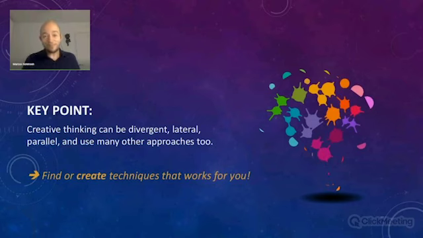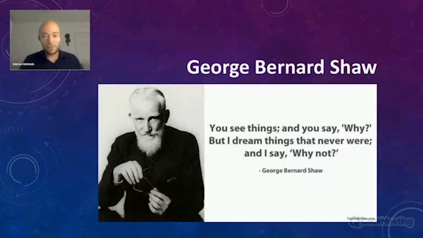So the key point really here is that creative thinking can be divergent. Remember the paperclip in the barrel. It can be lateral. You can use a word to inspire you and travel the nerds in your brain. It can be parallel by dividing up the voices. And there are many other approaches that you can use. I have a little list of books to recommend to you at the end if you're interested in the theory of creativity and how to teach these things. Essentially, the key thing is that you find or indeed create a technique that works for you.